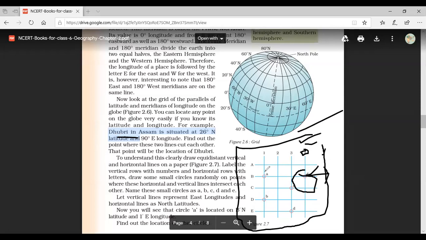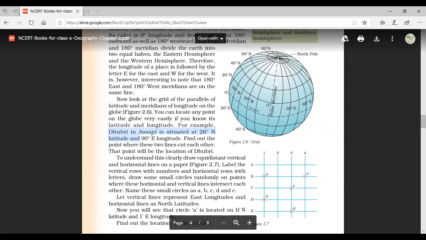However, two locations can be on the same meridian, and on the same latitude. Find out the point where these two meet. That would be Dhubri.